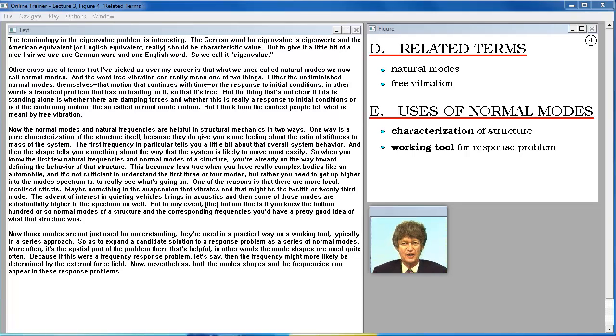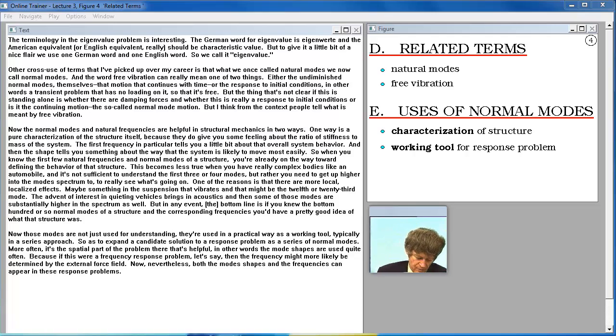The terminology in the eigenvalue problem is interesting. The German word for eigenvalue is Eigenwerte, and the American or English equivalent really should be characteristic value. But to give it a little bit of a nice flair, we use one German word and one English word, so we call it eigenvalue.